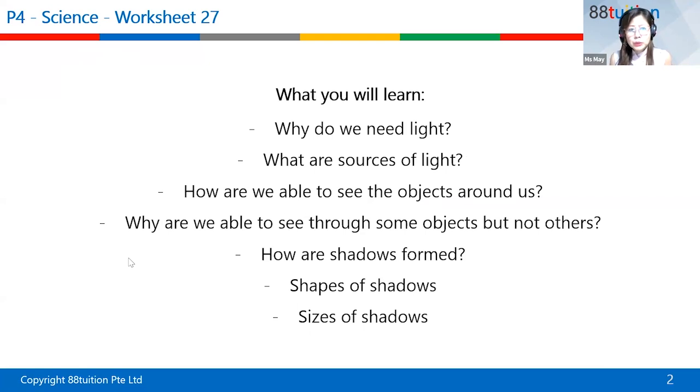So what you will learn today: Why do we need light? What are the sources of light? And how are we able to see the objects around us? Why are we able to see through some objects but not others? And how are shadows formed? Shapes of shadows and size of shadows.